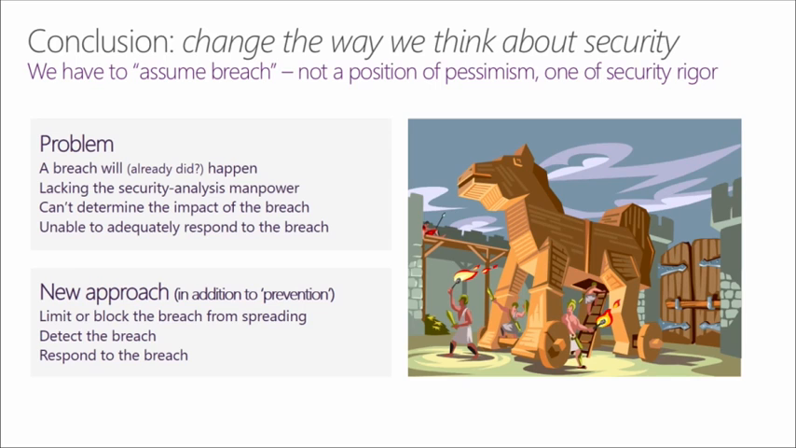So we have to assume breach. We're not thinking of this from a pessimist perspective. We're thinking, okay, if we assume we're going to get attacked or we already have been attacked, we need to implement technology that, A, can prevent that in the future, but also stop it from spreading, detect it, and respond to the breach. And it's not just technologies that exist within Windows Server that can help us.